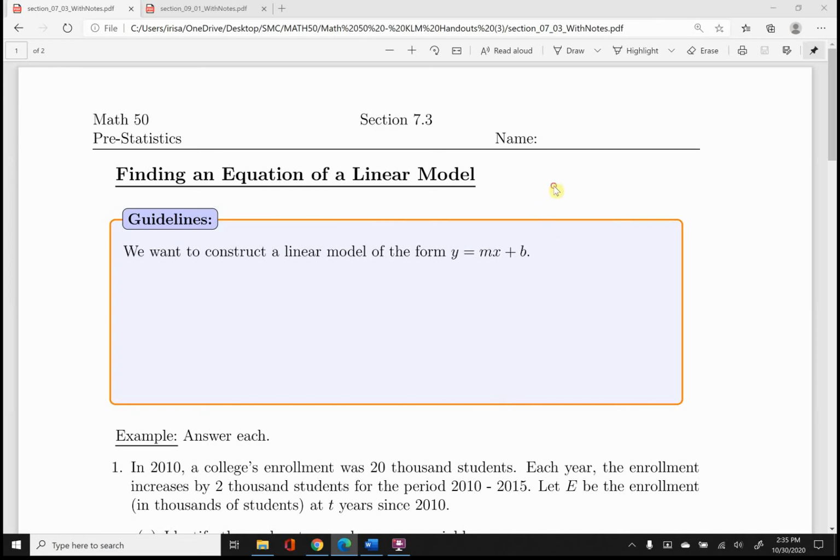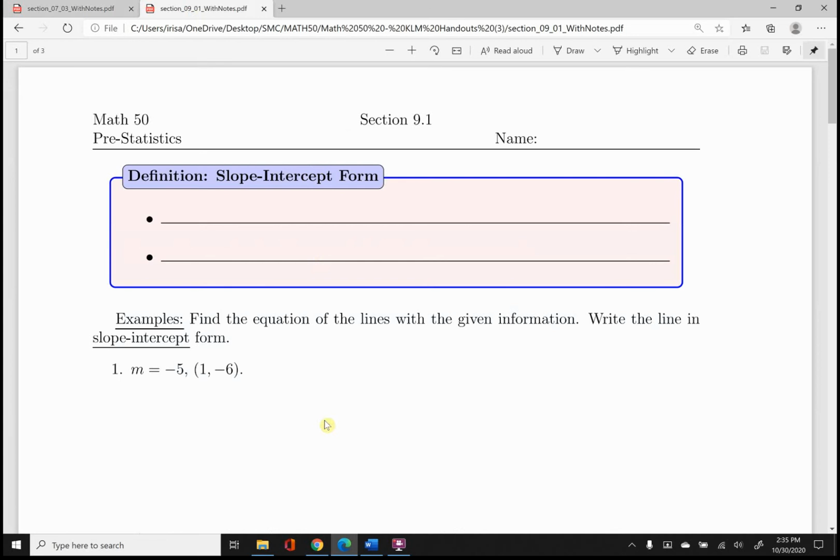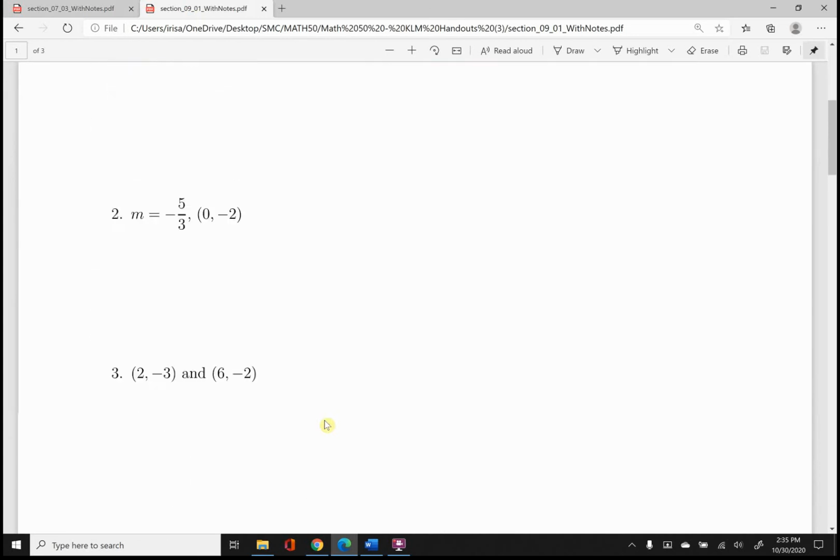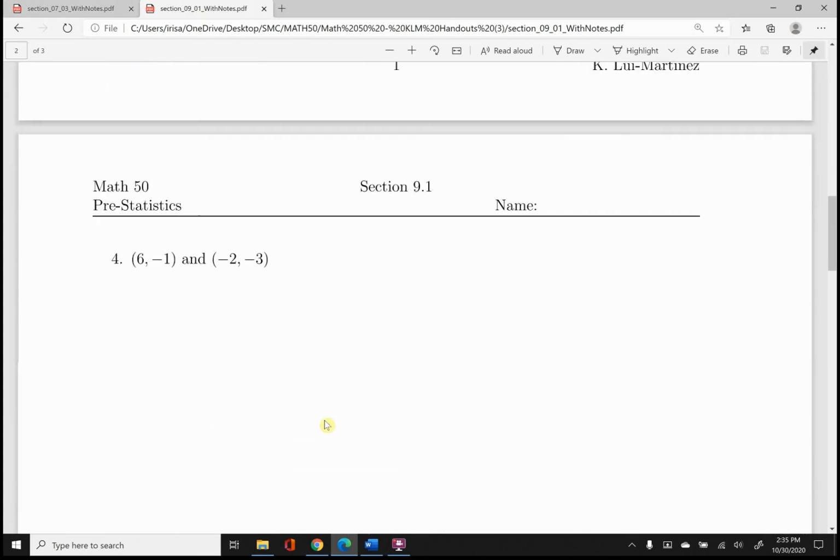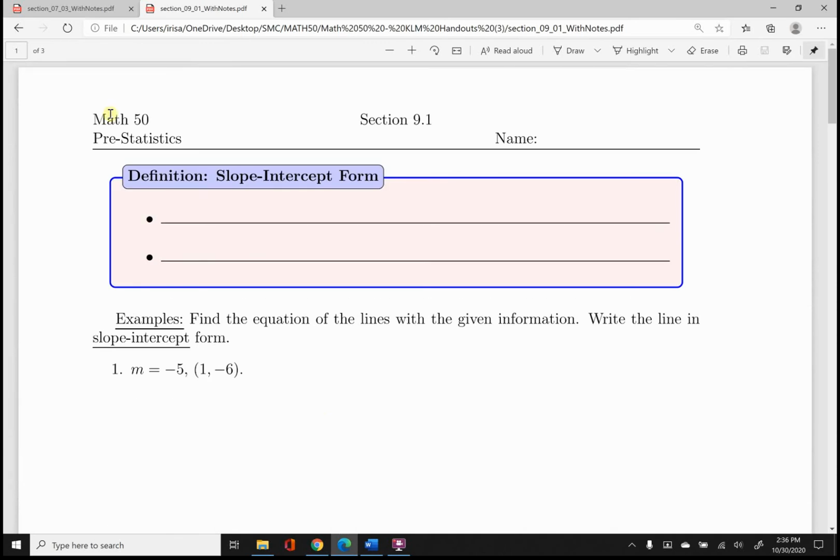Hello everybody, this is Professor Miano giving you a Math 50 pre-statistics lecture on sections 7.3 and 9.1. So we're going to be hopping around as far as sections are concerned. It's going to be dealing with linear equations and being able to graph them in a very particular context. We're going to be calling them linear models in 7.3. And then in 9.1, we get a little deeper into working with points and slopes, or points, as you can see, to find the equations of lines.